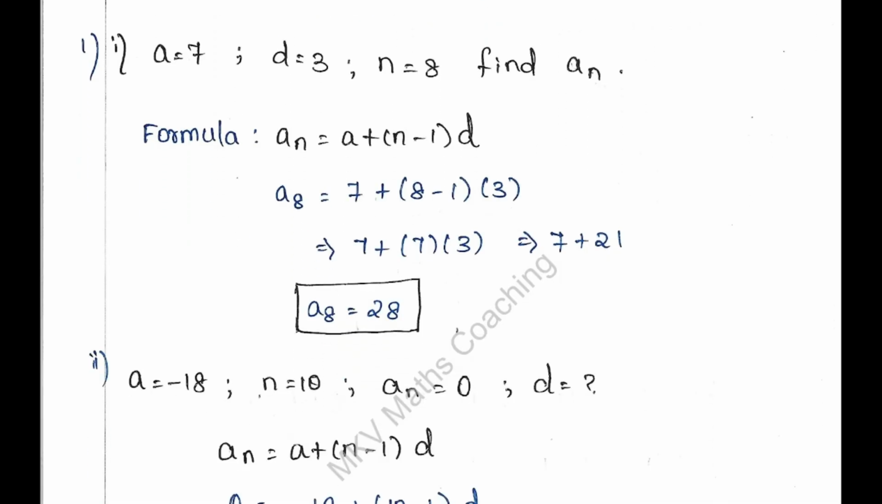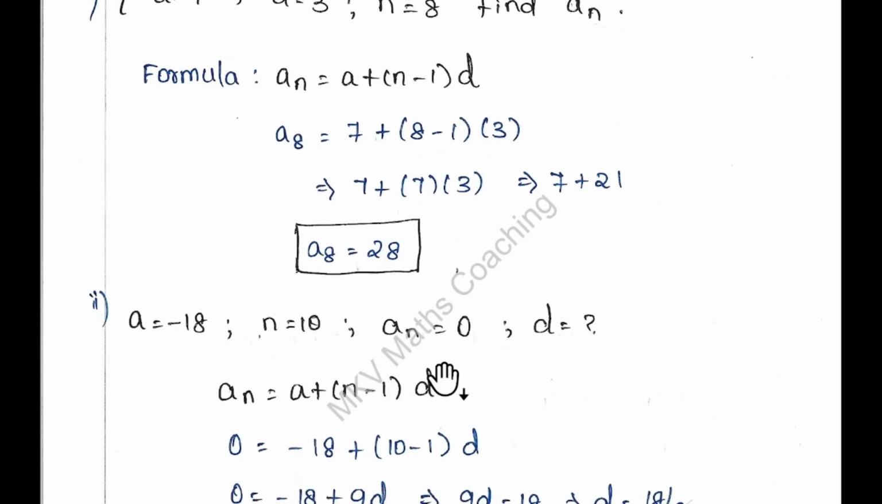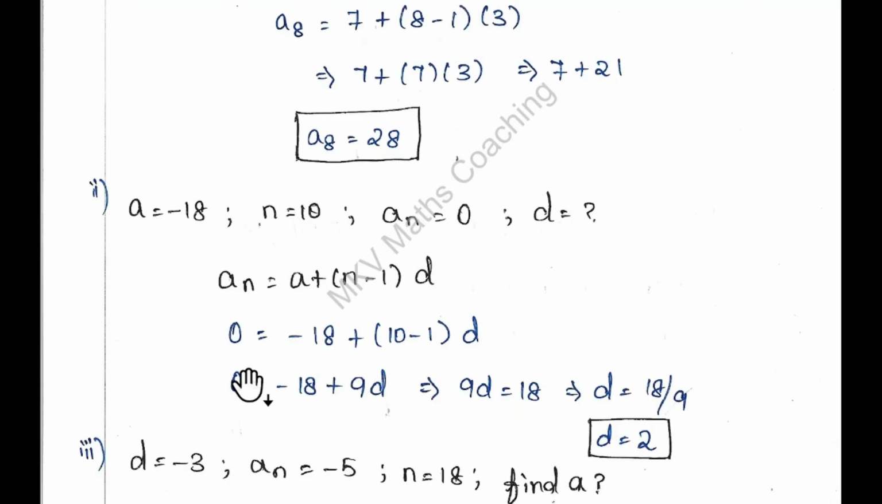For the second question, they have given the a value, the n value, and an also they have given us as 0. You need to find d. So whatever they have given, just substitute in the formula and find out the unknown value d here. Instead of an, you are substituting 0, and minus 18 for a. n is 10, minus 1, 10 minus 1 is 9, 9 into d, so 90 is equal to 18 d. d is equal to 2.